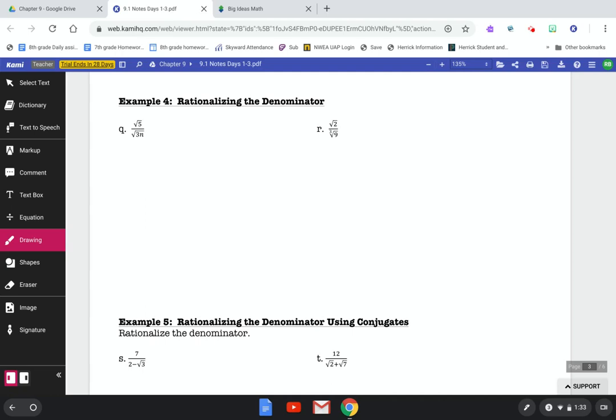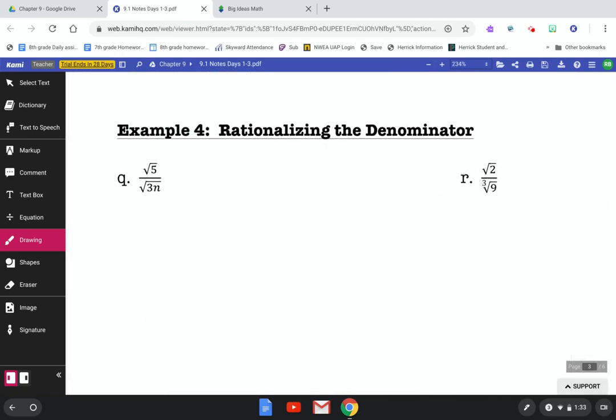Example 4, rationalizing the denominator. When you look at this, we have the square root of 5 over the square root of 3n. Neither of those are perfect squares, and you might think it's pretty simplified, but the problem is you are not allowed to have the radical in the denominator. So in order to get rid of that, square roots need pairs. Well, let's give it another 3n under the radical sign.